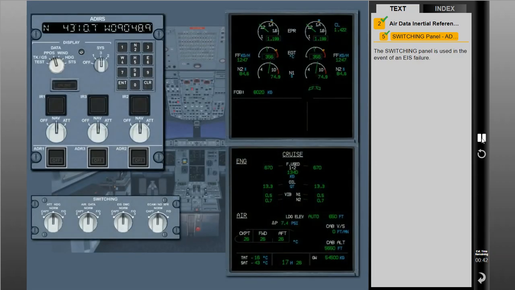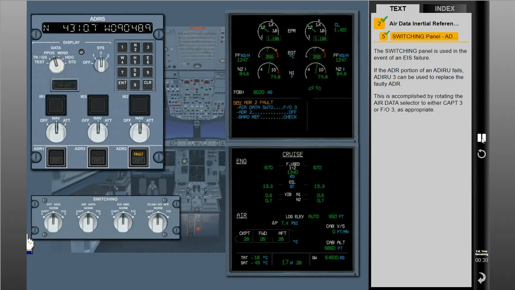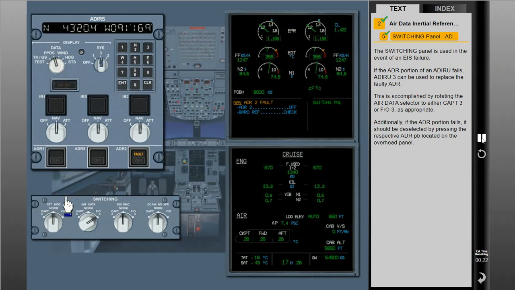The switching panel is used in the event of an EIS failure. If the ADR portion of an ADIRU fails, ADIRU3 can be used to replace the faulty ADR. This is accomplished by rotating the air data selector to either Captain 3 or First Officer 3 as appropriate. Additionally, if the ADR portion fails, it should be deselected by pressing the respective ADR push button located on the overhead panel.